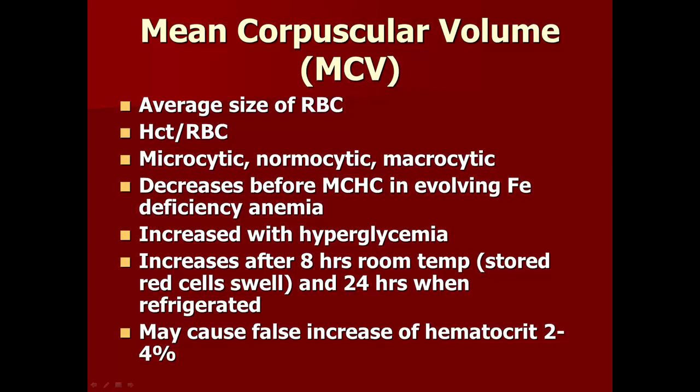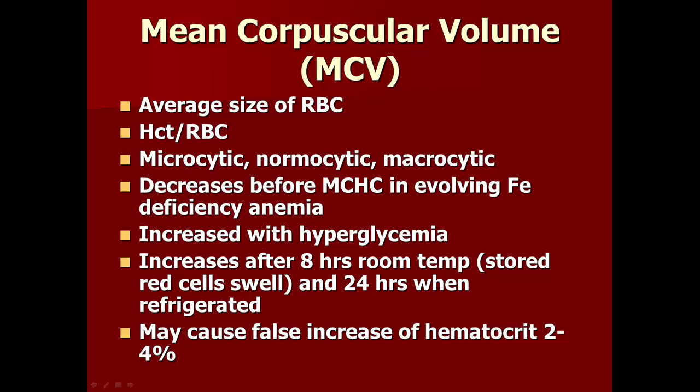The MCV tells us about the average size of the red blood cell. This is a calculated value, and they get it by dividing the hematocrit by the red blood cell count. Since we're looking at size, we're going to look at microcytic, normocytic, and macrocytic as describing the volume of the corpuscle. And we're going to use this all the way through.